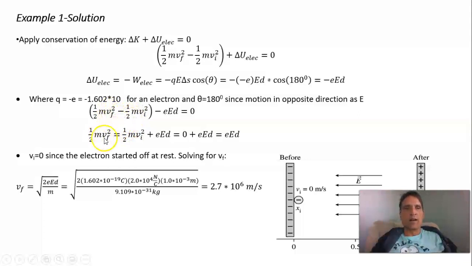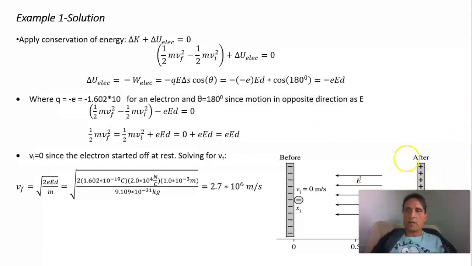Okay, so we can write 1/2 m v final squared is the initial kinetic energy plus the change in potential energy. Okay, and the initial speed is 0. So 1/2 m times 0 squared is 0, plus this change in electrical potential energy. And now we solve this for v final, plug in numbers, and you get that the final speed is 2.7 times 10 to the 6th meters per second. So the electron gains kinetic energy at the loss of potential.